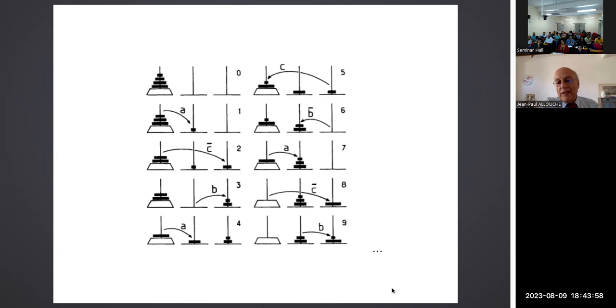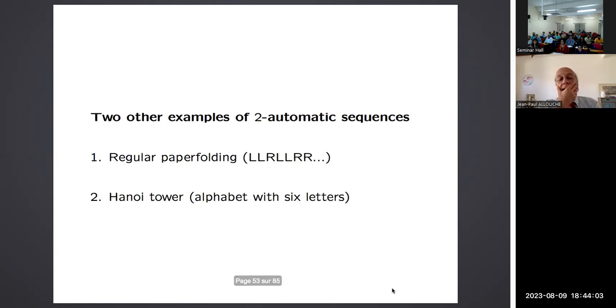It can be proven that there is a sequence on an alphabet with six letters, so that if you truncate it to get only a prefix of length 2 to the n minus 1, this gives you the moves to do to move all the disks from the first peg to another peg, and it's optimal.